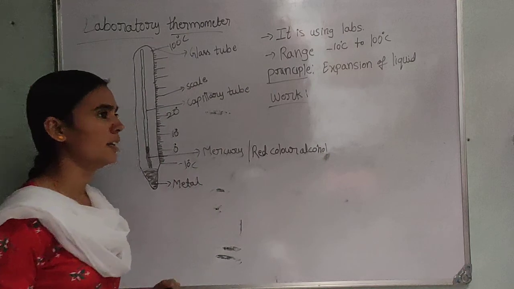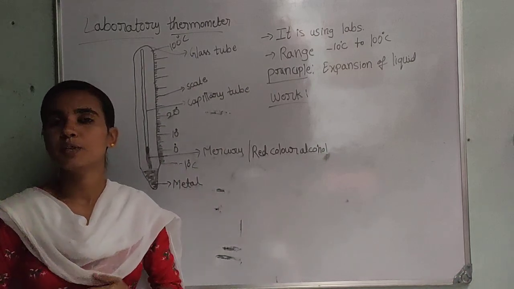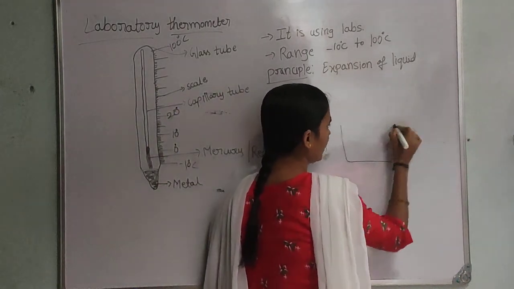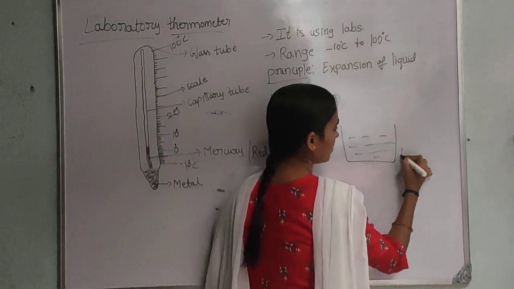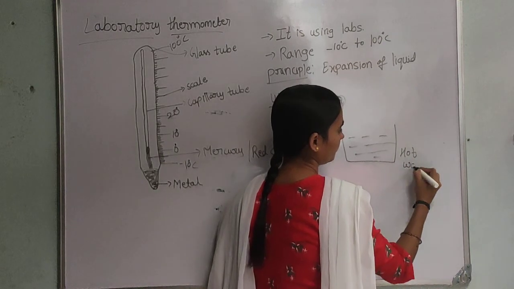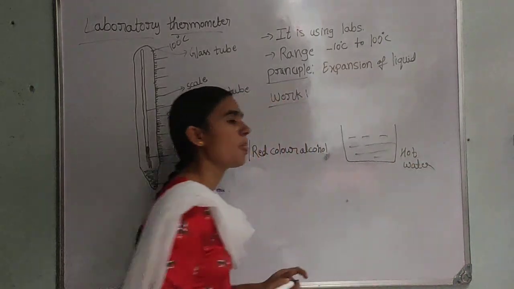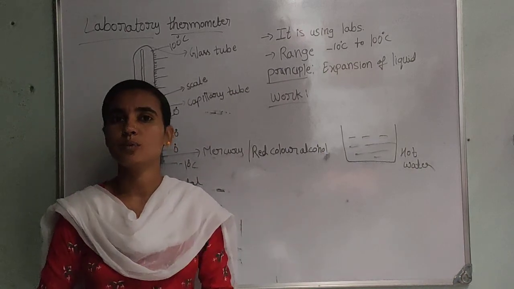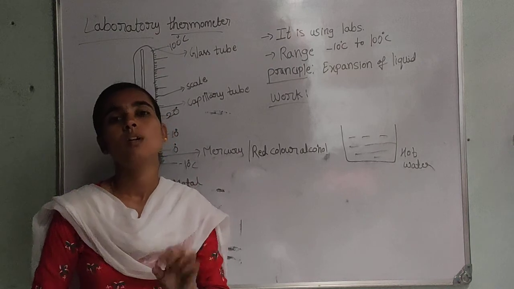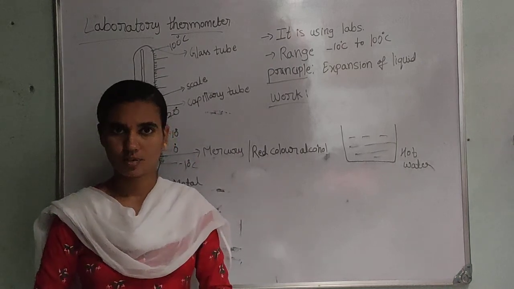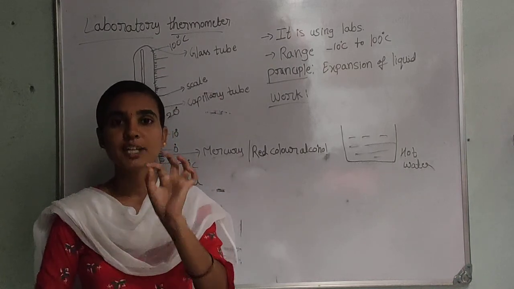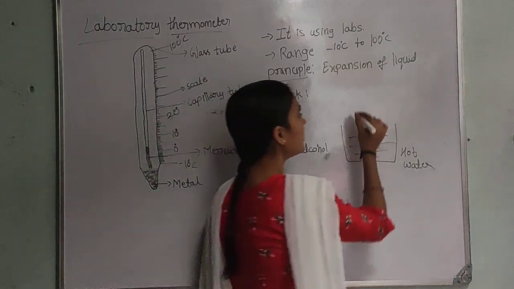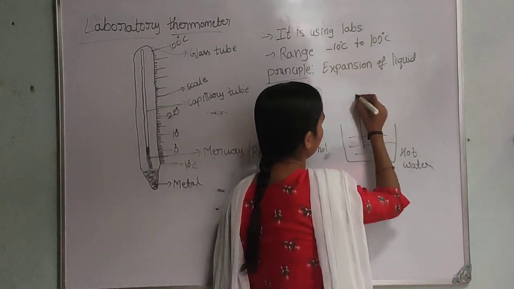First, I want to check the temperature of water. So I will take a beaker which has hot water. By touching the water I can say that this is hot water, but I can't say what the exact temperature of the hot water is. To know the exact temperature, I will keep a thermometer inside the water.